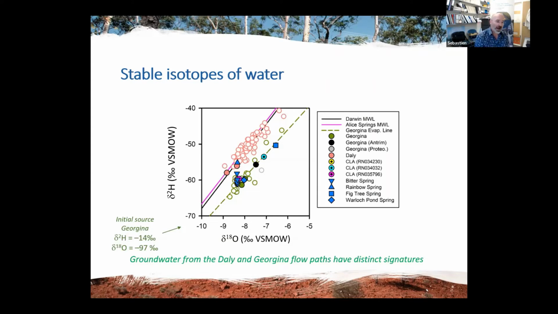Now, why there is a difference between the two flow paths is a longer story. All I need to say for today is it probably has to do with the very large climatic gradient in the region, going from the tropics to the semi-arid interior.